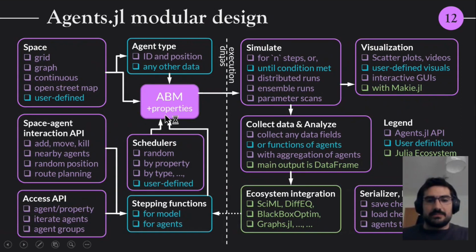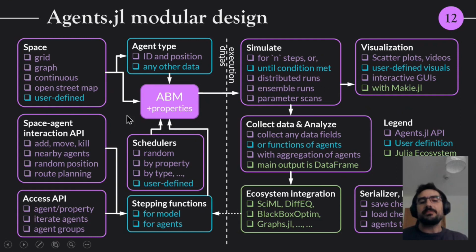quick discussion on the design. We have made Agents.jl to be a completely modular software, which means that you can pick and choose whatever part of it you want and combine it with whatever other part, and everything should just work without you having to worry. For example, all these functions that add, move agents, find nearby agents, plan routes, or find a random position are completely independent from which space you have decided to use. The same is for how you get agents, or how you access a property of the agent.